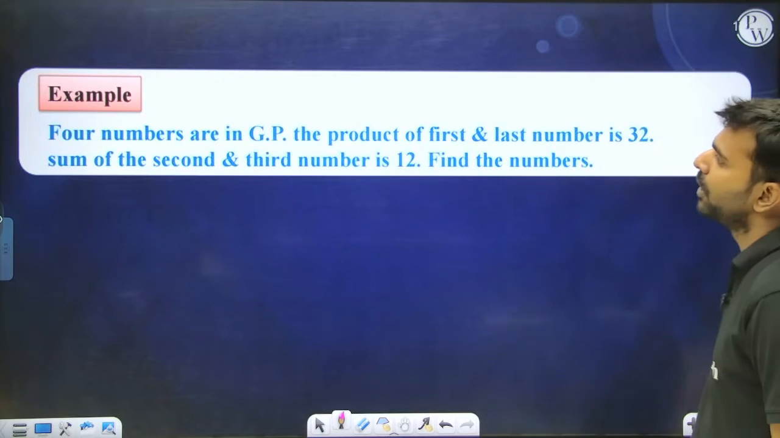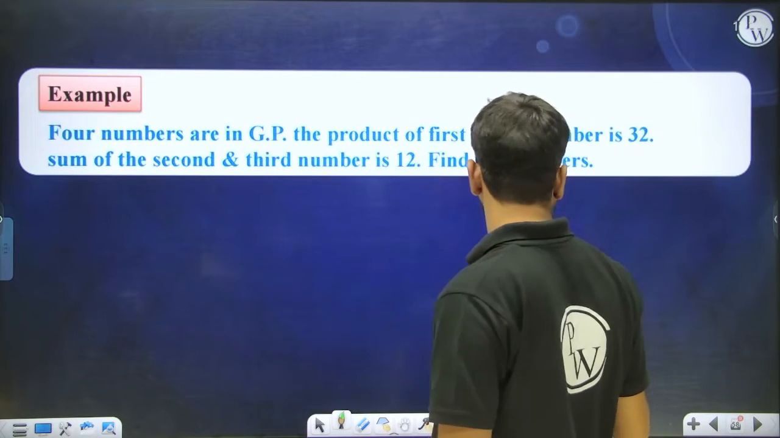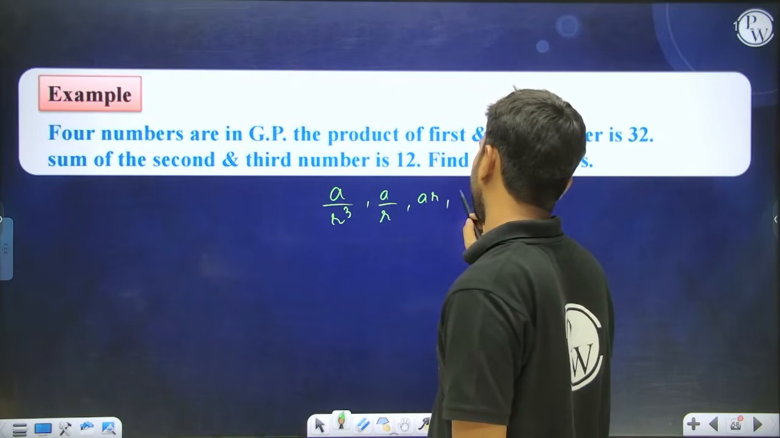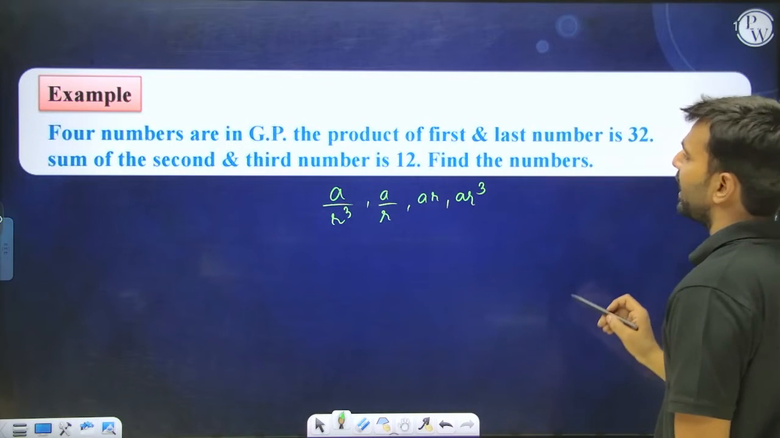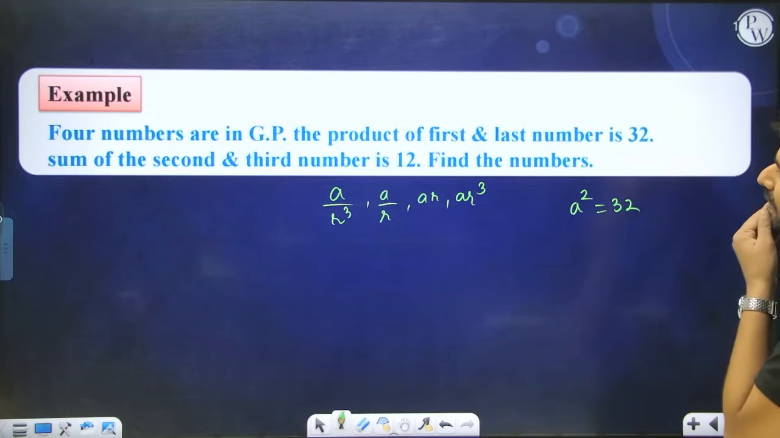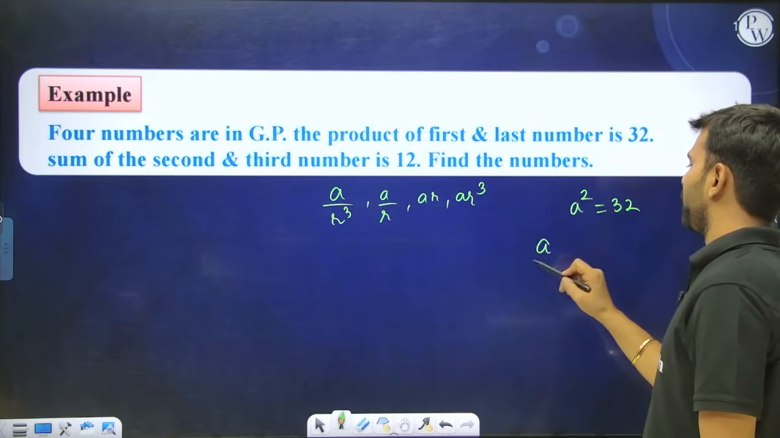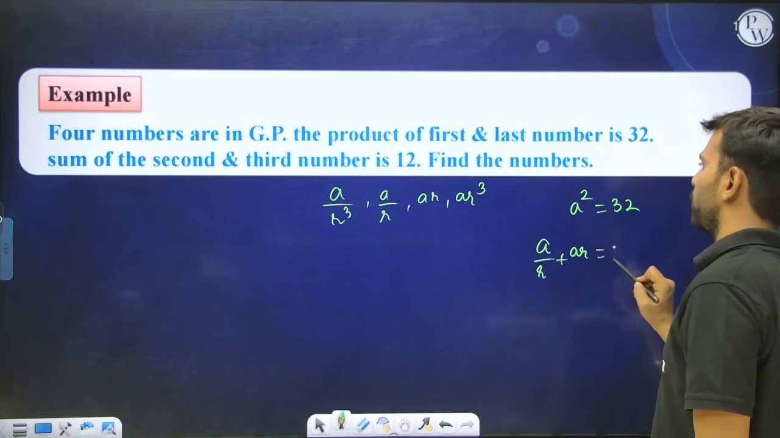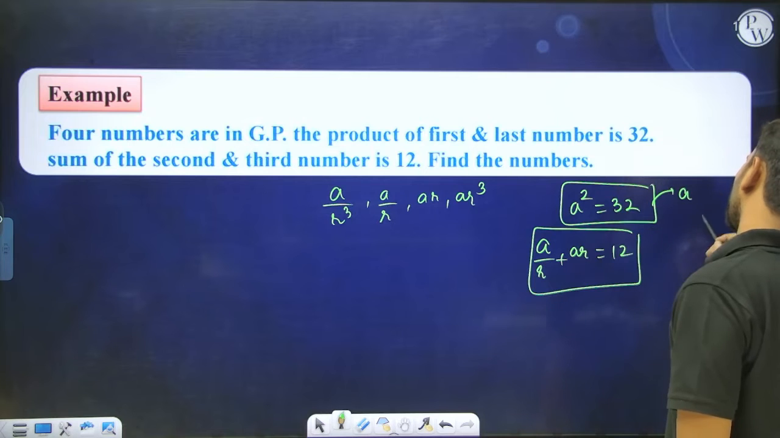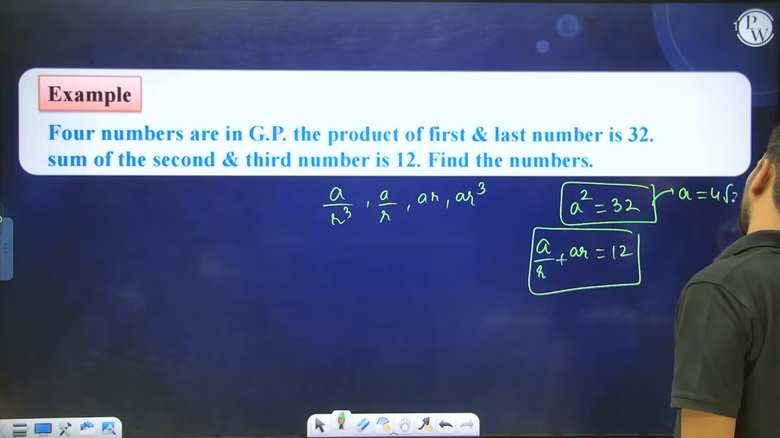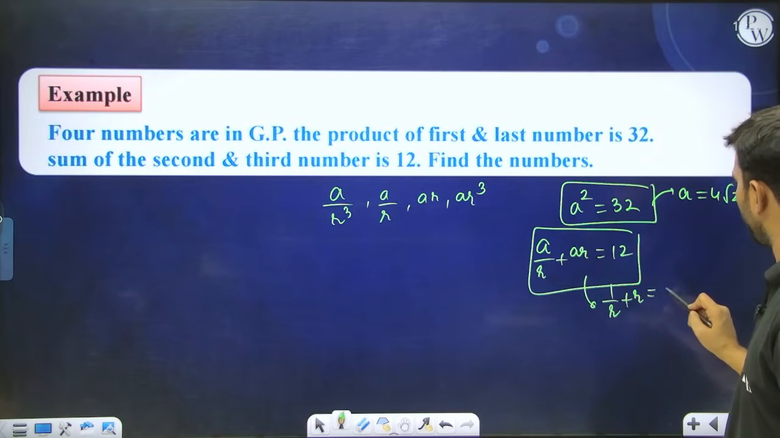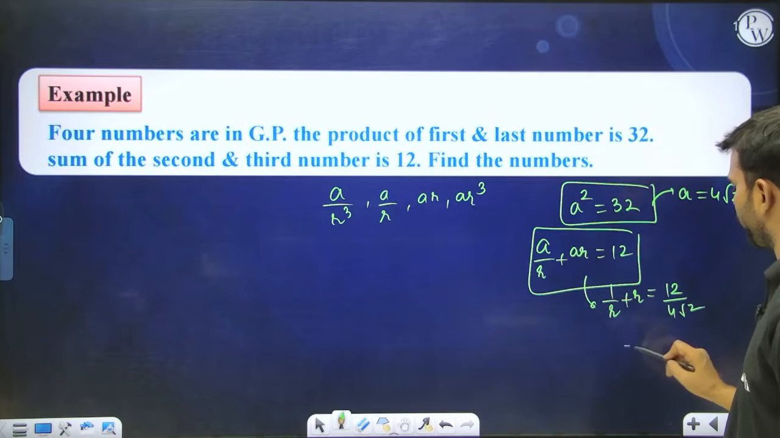Okay, moving ahead. Four numbers are in a GP given to you. So the four numbers can be taken as A by R cube, A by R, AR and AR cube. The product of the first and the last is 32, so A square equals 32. Fine. The sum of the second and the third is 12, so A by R plus AR equals 12. Find those numbers. I think you can do it quite comfortably. So A square equals 32 means A will be equal to 4 root 2. If A is equal to 4 root 2, then 1 by R plus R will be equal to 12 by 4 root 2, which is 3 by root 2.